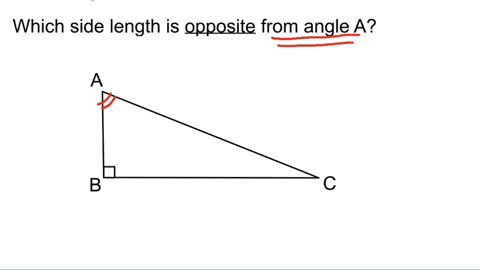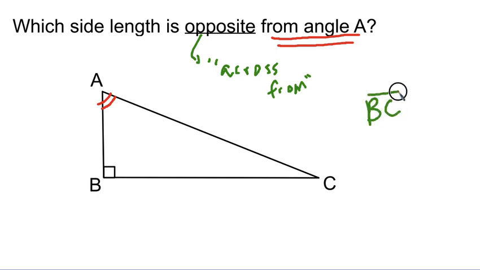And opposite is another way of saying across from. So opposite basically means across from. Who's sitting opposite you in class is your face partner, right? So the answer to this question, what side length is opposite from angle A, would be BC. And you see the importance of the point of reference there.